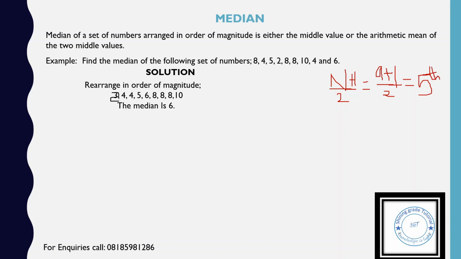So where is the 5th observation? 1, 2, 3, 4, 5. So 6 is the 5th observation. So we have 6 to be the median. So that is so direct.